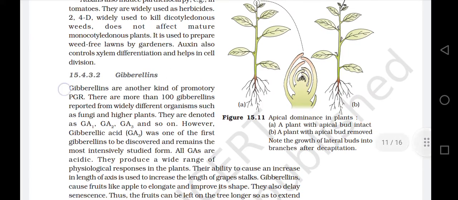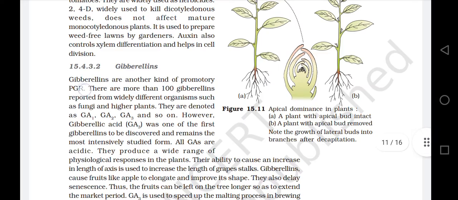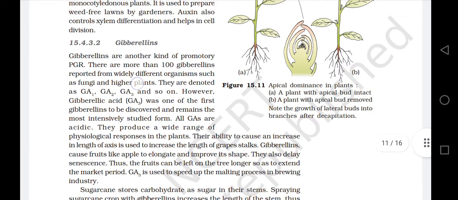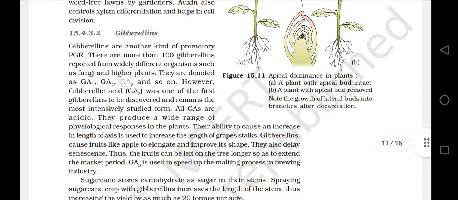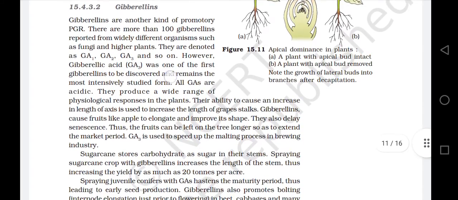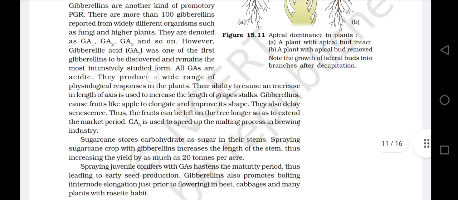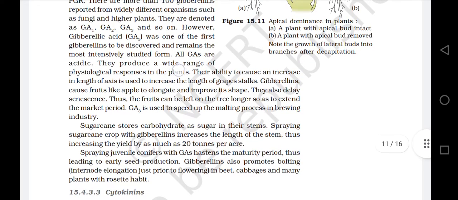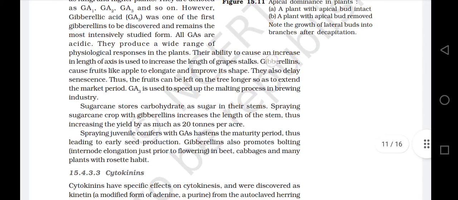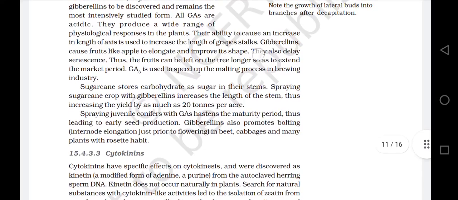15.4.3.2 Gibberellins. Gibberellins are another kind of promotory PGR, plant growth regulator. There are more than 100 gibberellins reported from widely different organisms such as fungi and higher plants. They are denoted as GA1, GA2, GA3, and so on. However, gibberellic acid, GA3, was one of the first gibberellins to be discovered and remains the most intensively studied. All GAs are acidic. They produce a wide range of physiological responses in the plants. Their ability to cause an increase in length of axis is used to increase the length of grape stalks. Gibberellins cause fruits like apple to elongate and improve their shape. They also delay senescence.